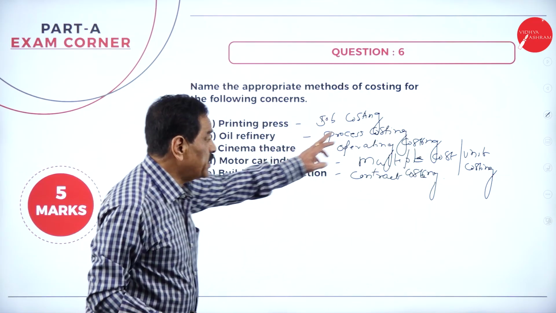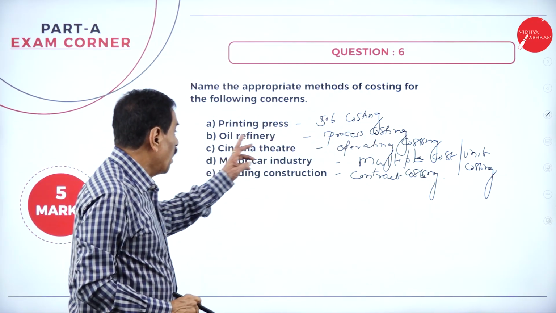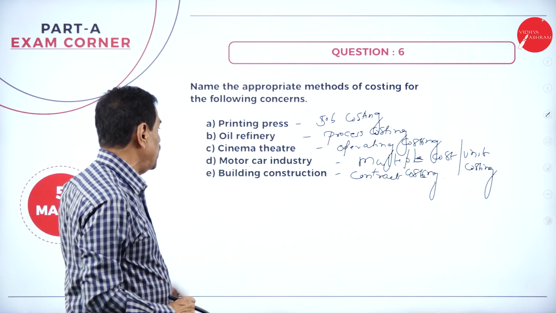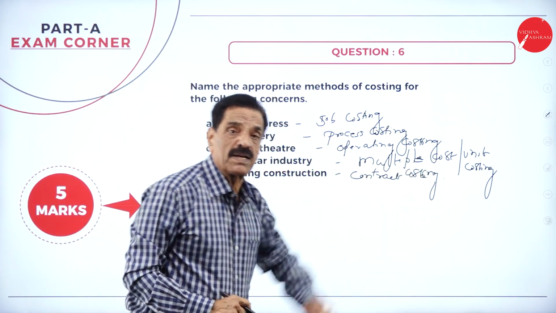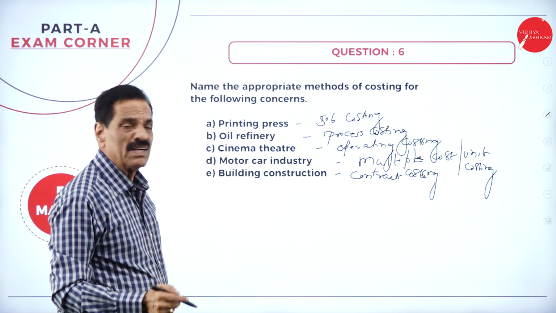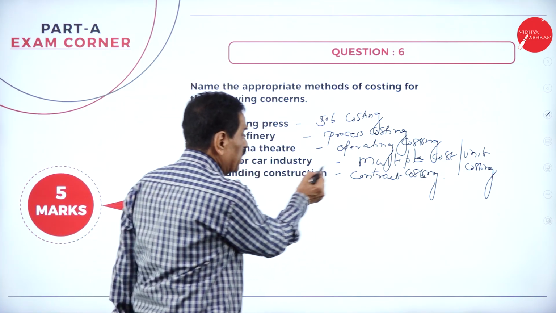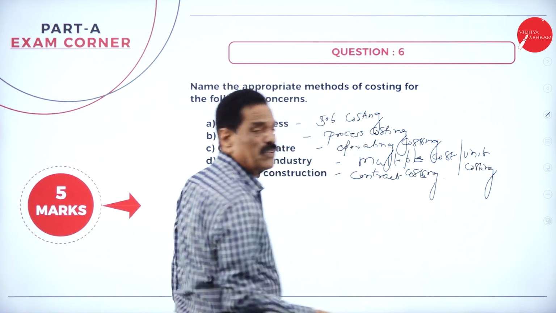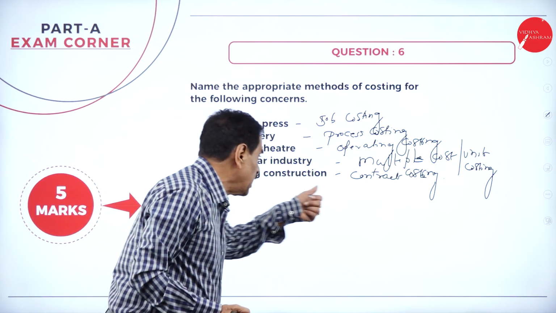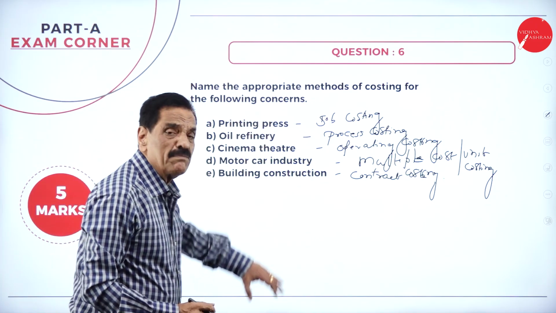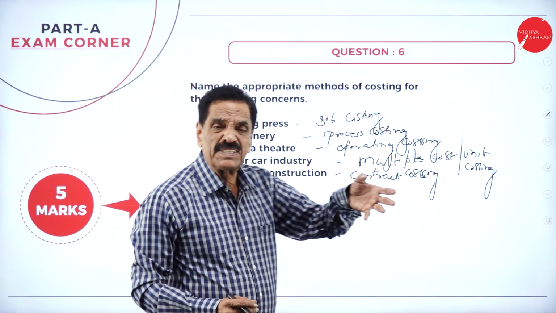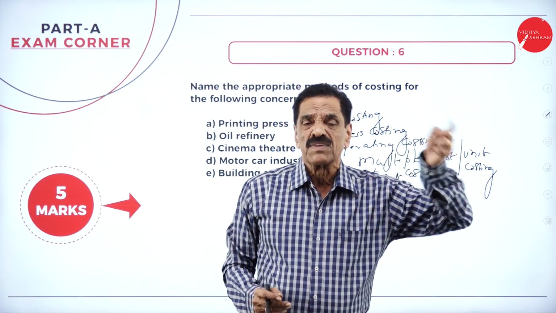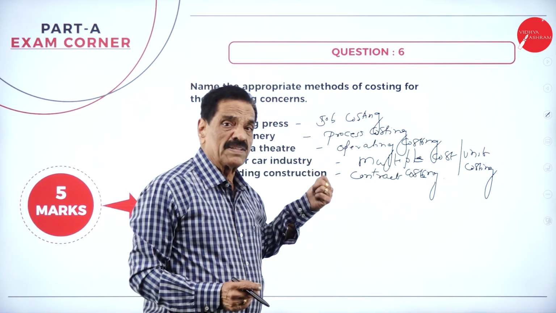So printing press, job costing, oil refinery, process costing, cinema theater, operating costing. Just mention the name, that's all. Different types of costing: multiple costing or unit costing, you can say that. Building construction, contract costing. So 5 marks for that problem, 5 marks for this theory. So easily we can get the 10 marks.